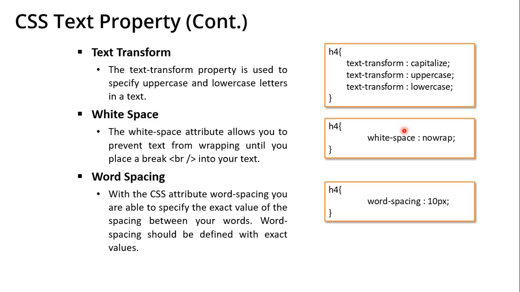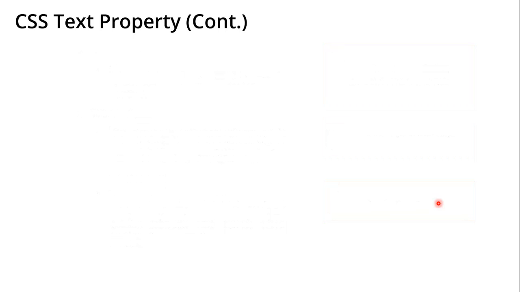Word spacing. If we want space between words, then word spacing: 10 pixels. With the CSS attribute word spacing, you are able to specify the exact value of the spacing between your words. Word spacing should be defined with exact values, so you can provide values here. If you want space between two words, then you have to use word spacing.